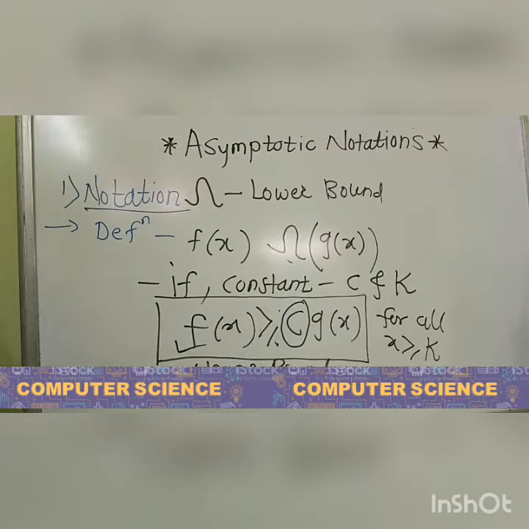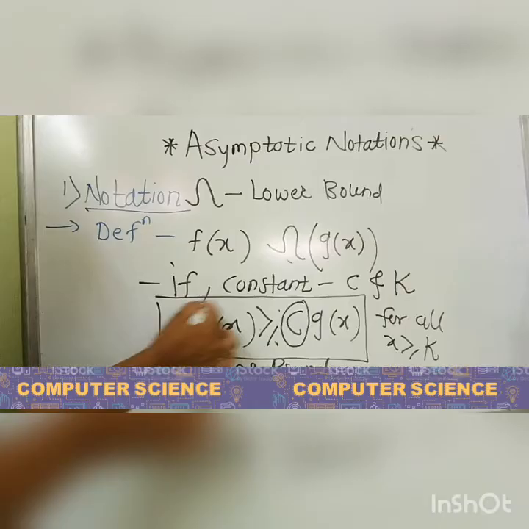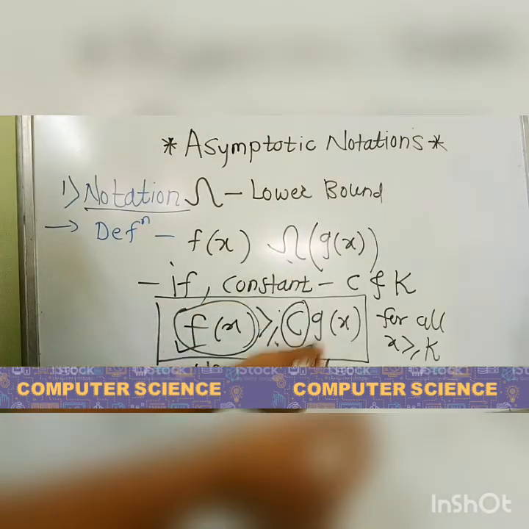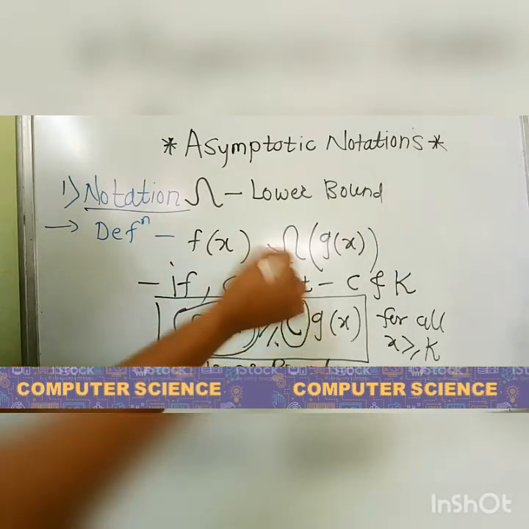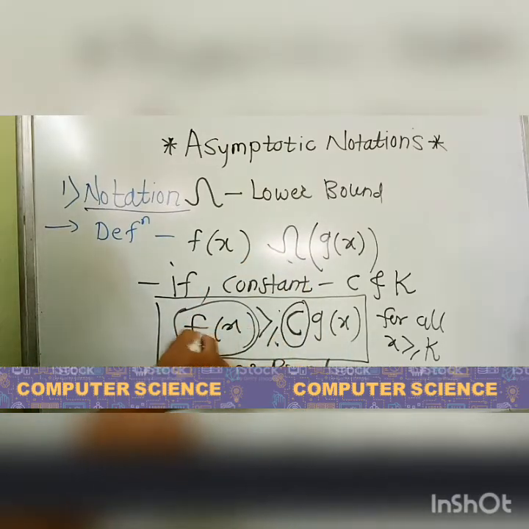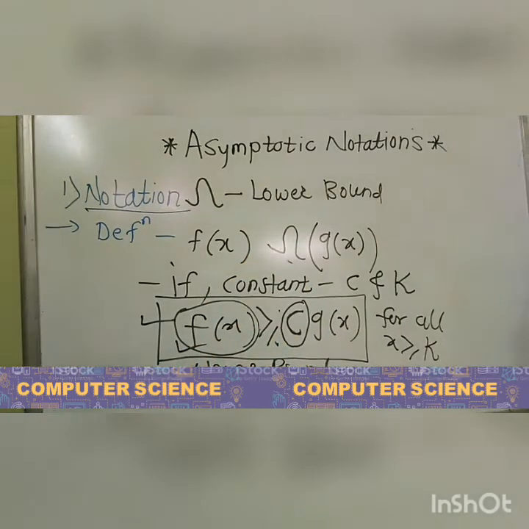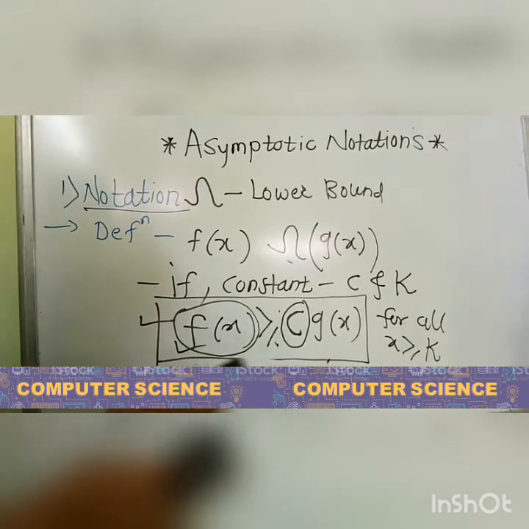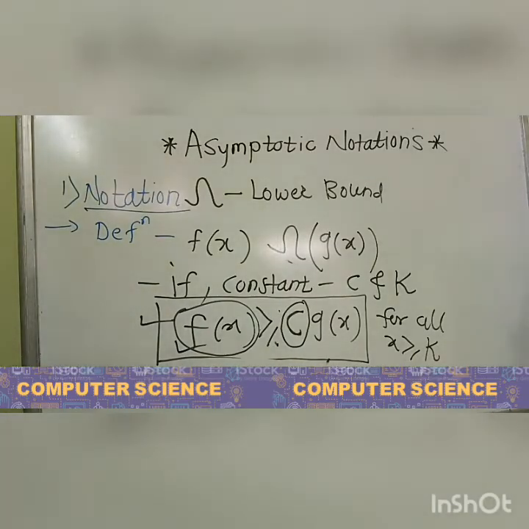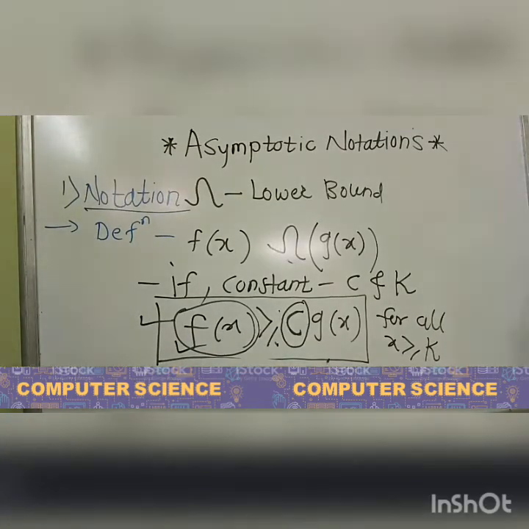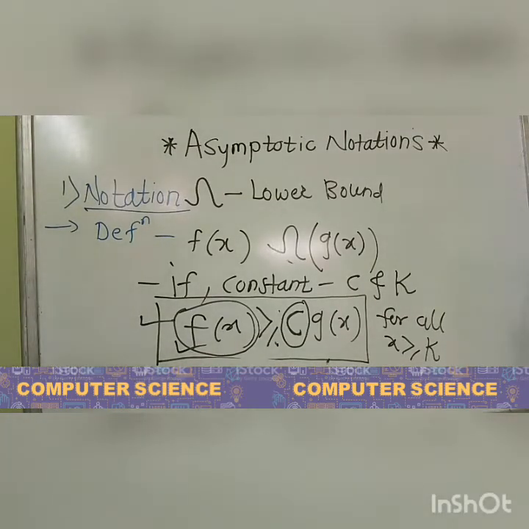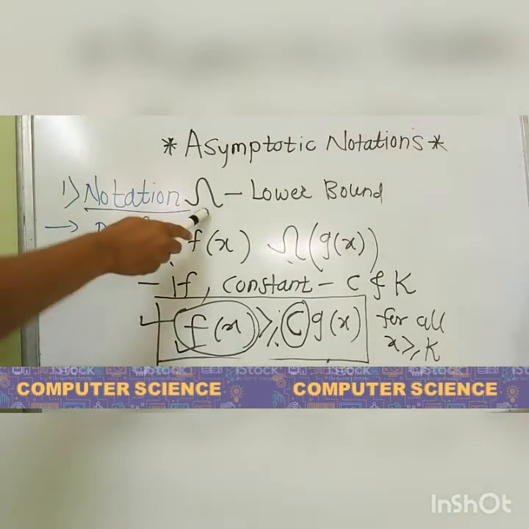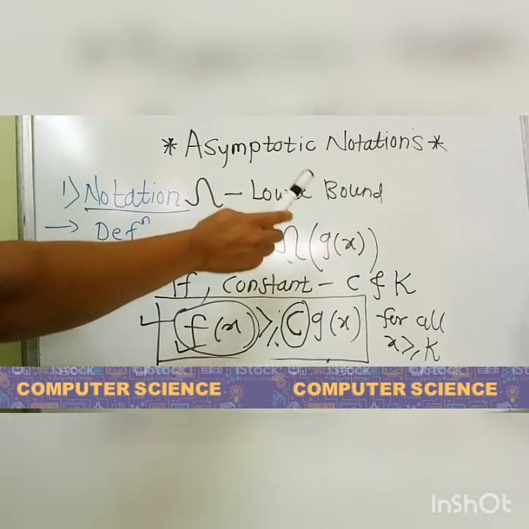Means in such a situation, when you are trying with minimum conditions, any constant multiple of g of x can be lesser, means this f of x is always greater than c of g of x, and it will provide us the lower bound for our function. This is all about the notation omega. We will compare these two notations again. Big O is the asymptotic upper bound and omega is the asymptotic lower bound.